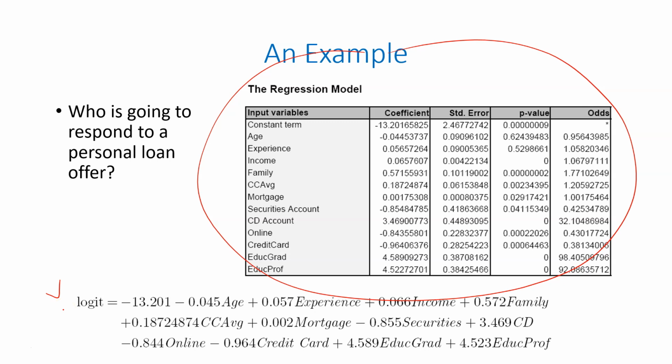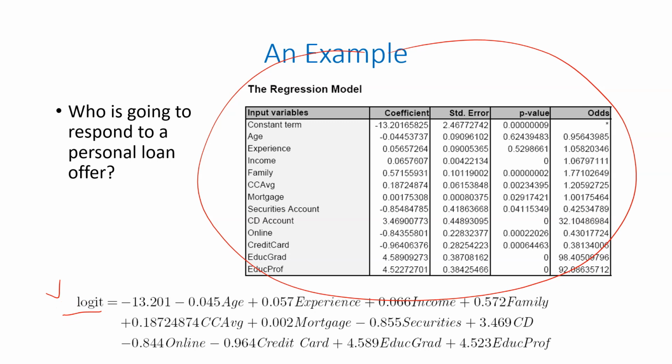Well, in linear regression, the coefficients show the impact on the value of the target variable with 1 unit change in the predictor variable, holding all the other predictor variables constant. Can we interpret the coefficients here in the same way? Well, the answer is yes, but the impact is on the logit, not on the probability.